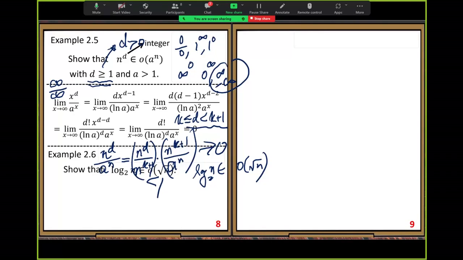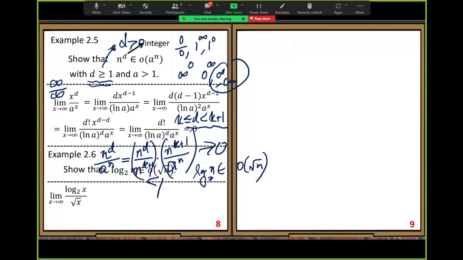L'Hopital's rule. Little o. We use the limit way, so L'Hopital's rule. Here, let me just quickly do it, because we use L'Hopital's rule several times. First, switch to the continuous version.